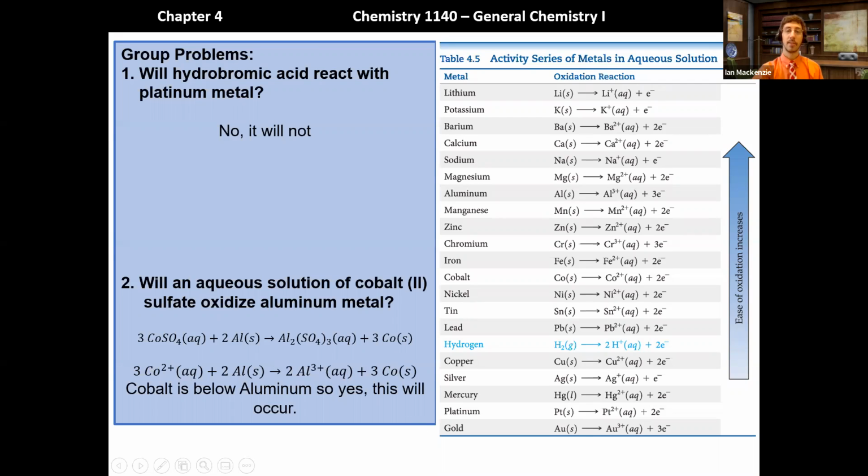So this is the usefulness, the power of using the activity series to predict whether a redox reaction will occur, and then using oxidation states to keep track of the electrons in a reaction.